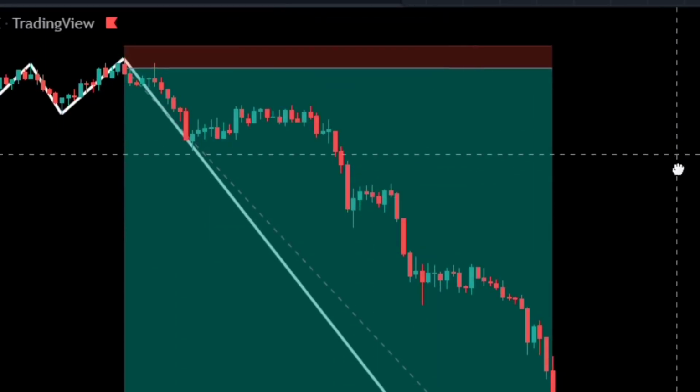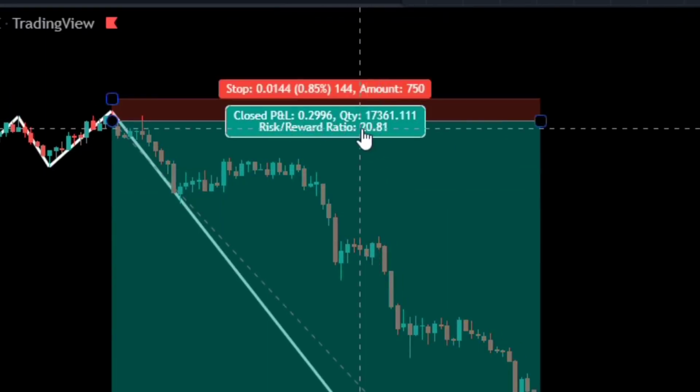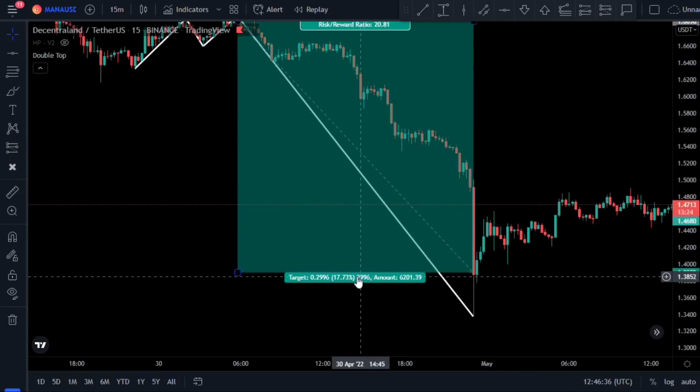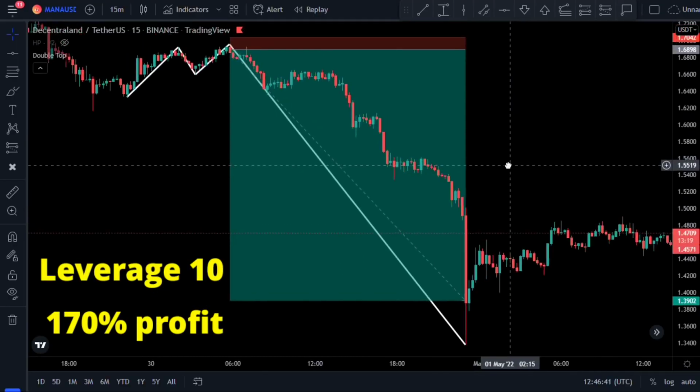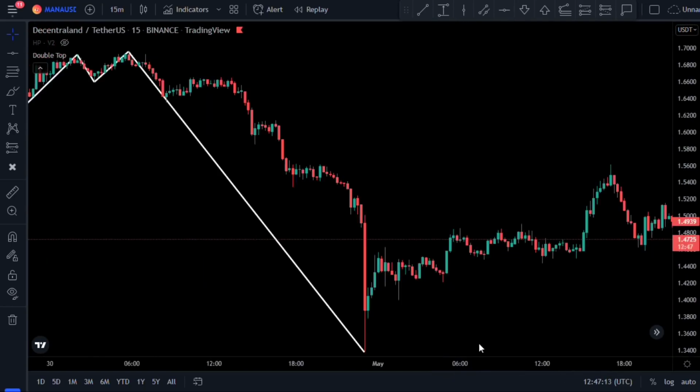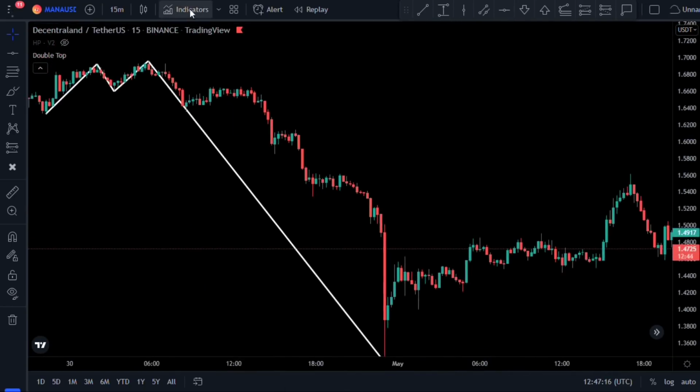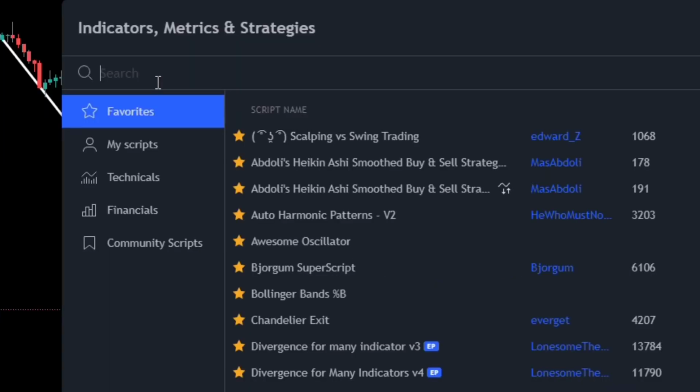You see, in this kind of deal, the risk-reward ratio of 20 benefits us. In spot mode, 17% profit was obtained. With leverage 10, we earn 170% profit in a trade. Well, let's move on to the next indicator, which is the opposite of this indicator.